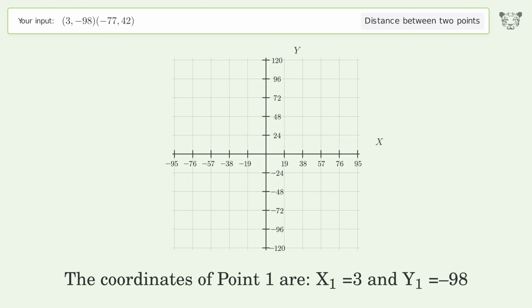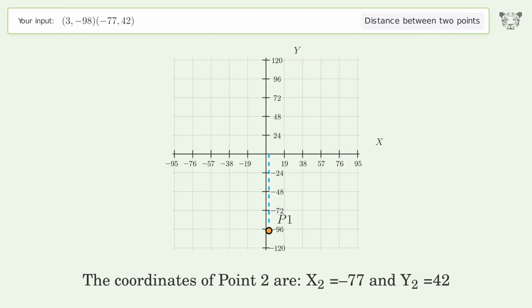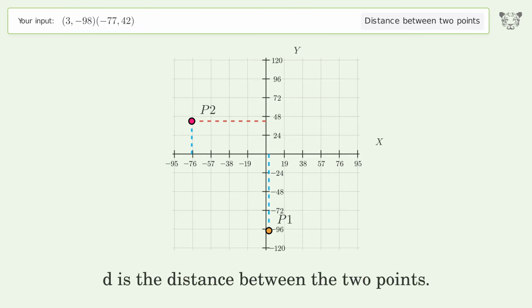The coordinates of point 1 are x1 equals 3 and y1 equals -98. The coordinates of point 2 are x2 equals -77 and y2 equals 42. D is the distance between the 2 points.